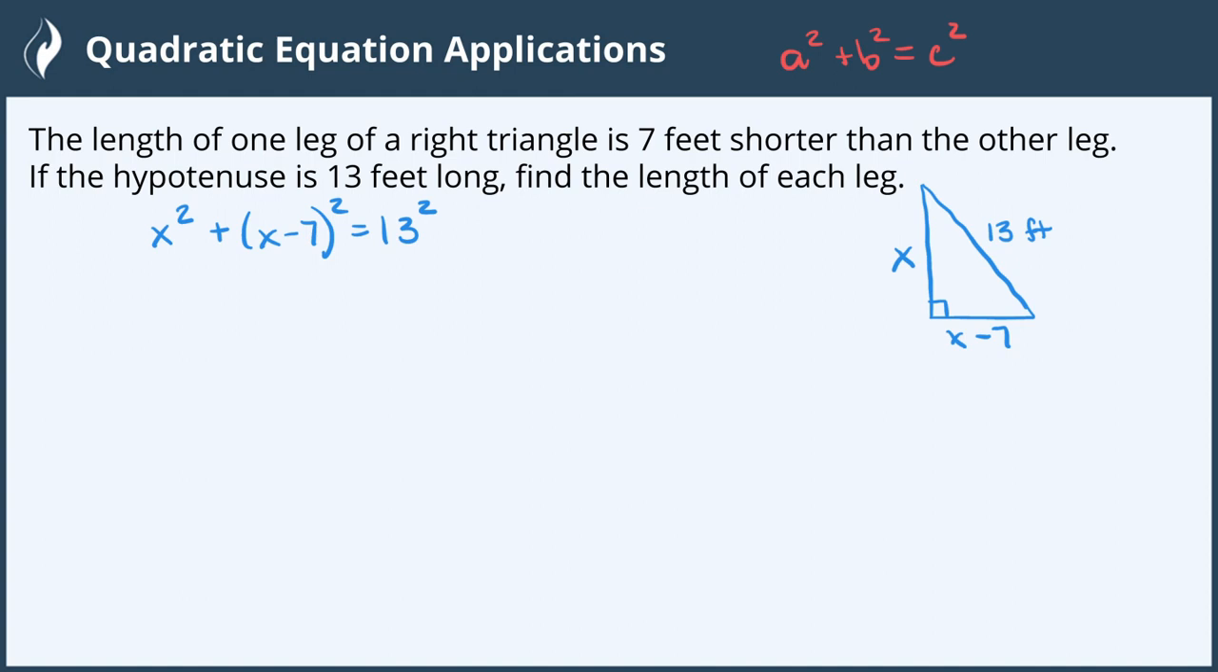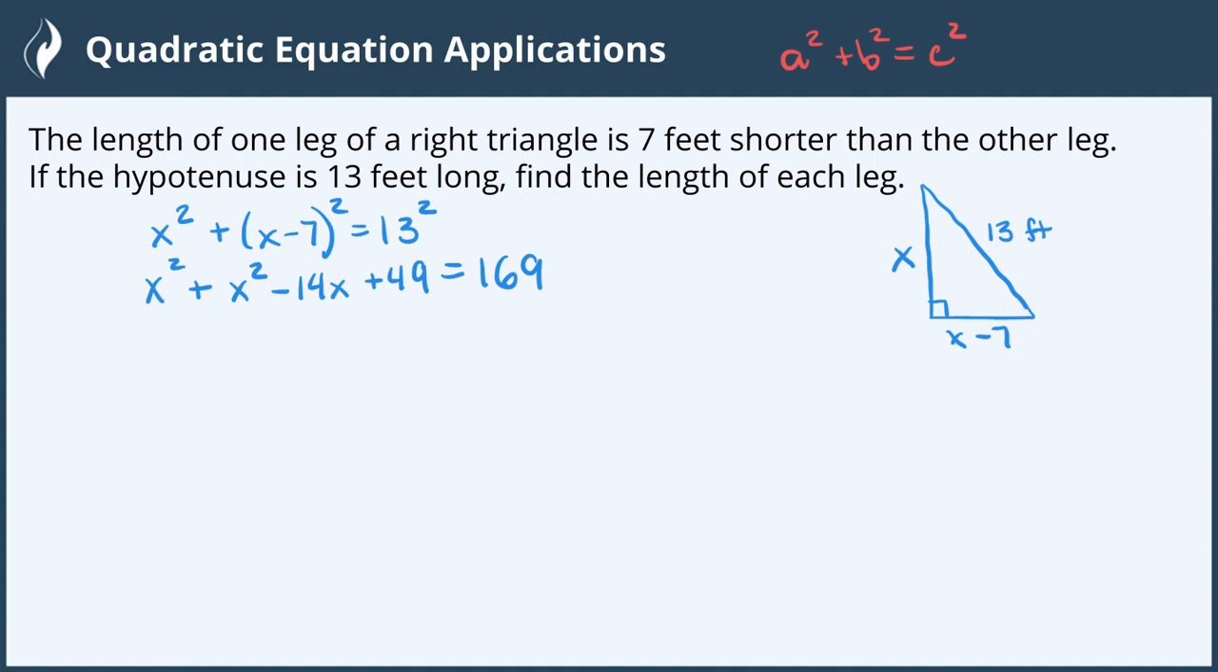Let's go ahead and square our x minus 7. So we have x squared plus, because this is a perfect square, we square the first, then we double the product. So x times negative 7 is negative 7x. Doubling that is 14, so negative 14x. And then squaring the last, negative 7 times negative 7 is positive 49. And then we have 13 squared, which is 169.